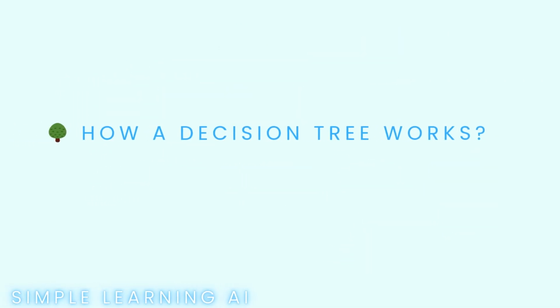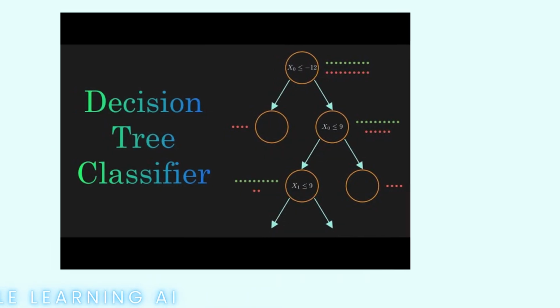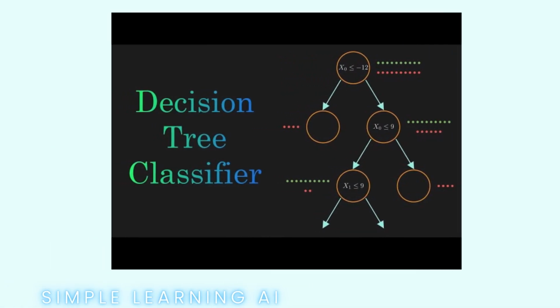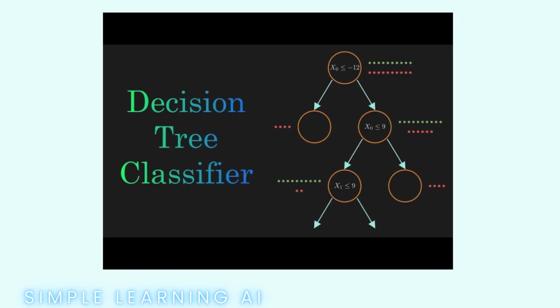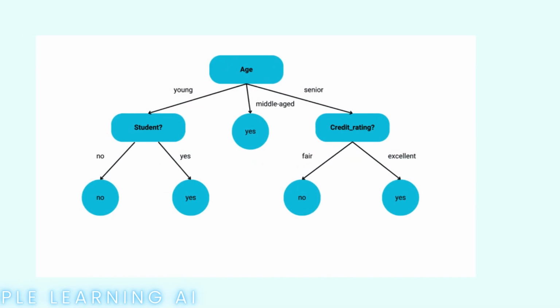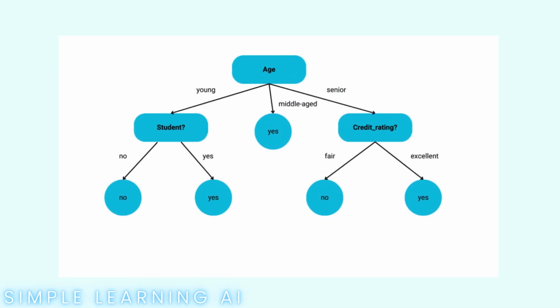Start with all your data at the top. Ask a question about one feature. Example: is age greater than 30? Split the data based on the answer. Yes goes one way, no goes another. Keep asking questions and splitting until you get pure groups, where all data points belong to the same category or have a similar value.